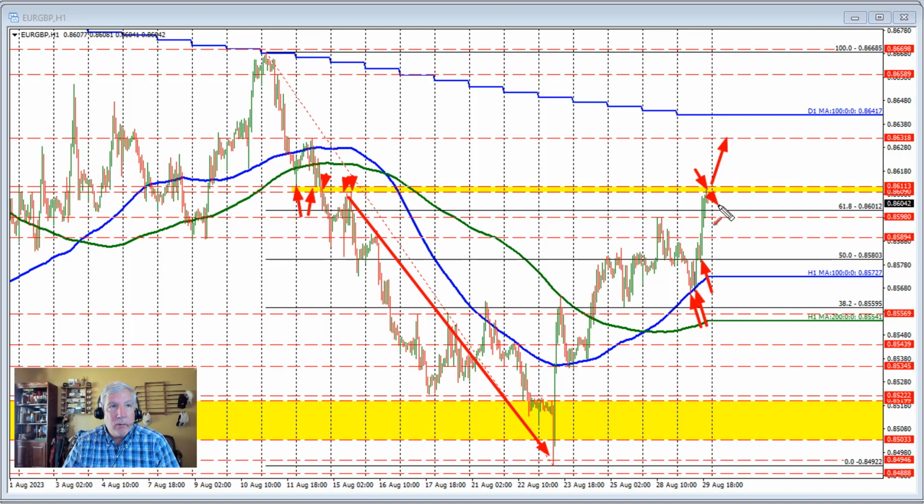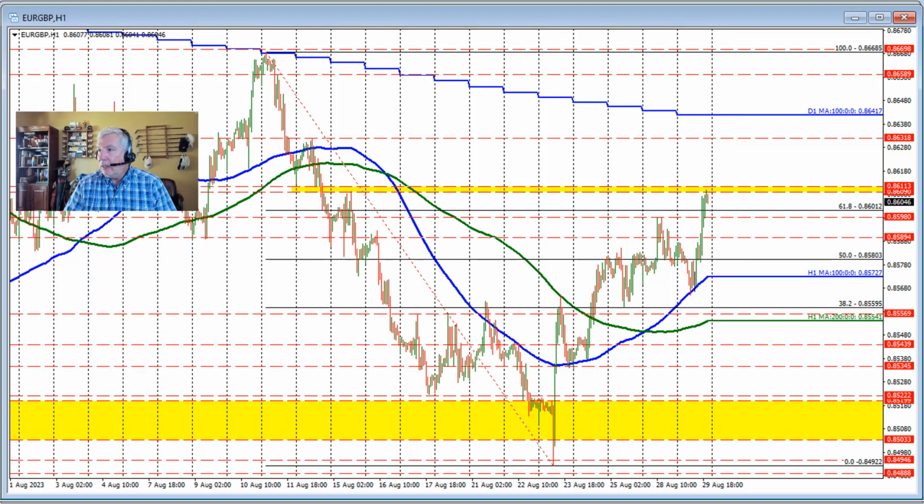If not, then a rotation back to the 61.8% retracement, maybe this is 0.8598 level. And then if we move below that level, we look down toward the 89 level, and if back to the 50% retracement is 0.8580, that would be the corrective move on the downside for the euro versus sterling. Absent that, we move above this swing area and we start to look toward the 0.86318 level, and then we look toward the 100-day moving average up at 0.86417. Let's next look at the euro yen on the hourly chart.